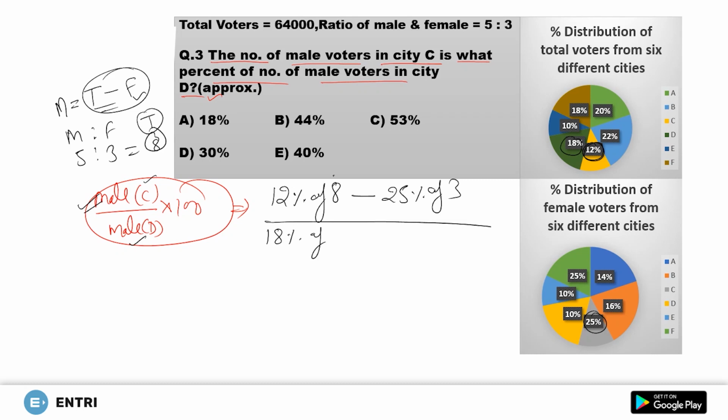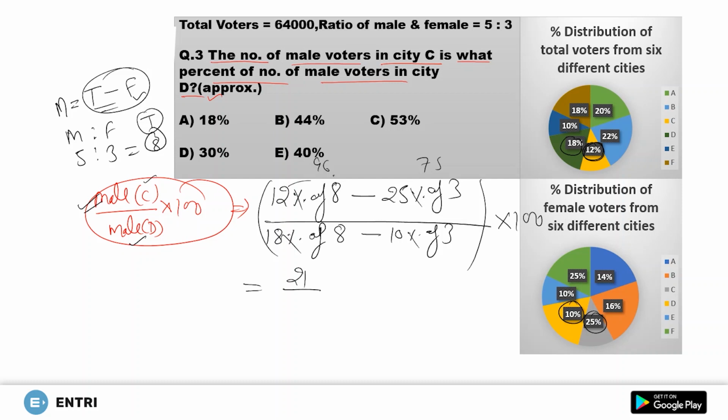So you have to calculate total in D. Total in D will be 18% of 8 minus this 10% of 3 into 100. So now just calculate this and you will get the answer. Percentage will cancel out. This will become 96 and this one is 75. 96 minus 75 will give you 21 divided by.